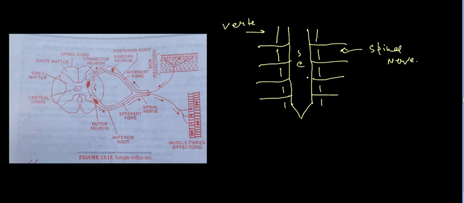So this is the neurosyll, and the spinal nerve exit through the intervertebral foramen. So these foramen are called the intervertebral foramen, and the spinal cord terminates in a tapering cone-shaped structure. You can see this tapering cone-shaped structure, and this portion of the spinal cord is called the conus medullaris.